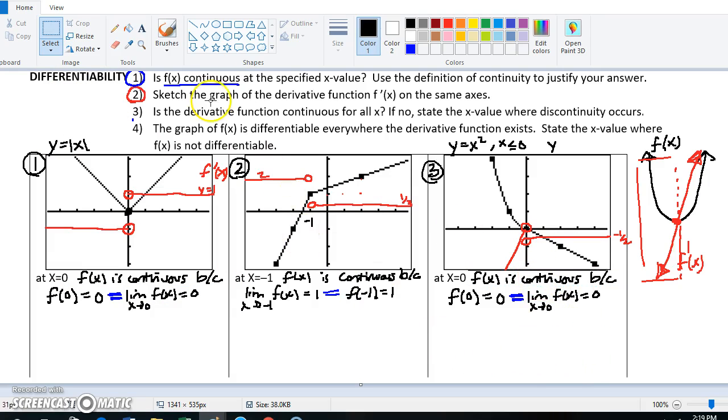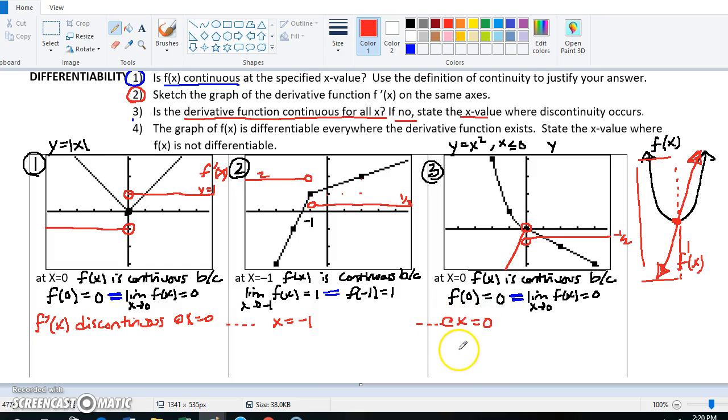All right, now let's take a look at the third part of this question. Is the derivative function continuous for all x? Is the red graph continuous for all x? If no, state where it's not continuous. Well, it appears to me that at the x value in question, f prime of x is discontinuous at x equals 0 for number 1, at x equals -1 for number 2, and at x equals 0 for number 3.